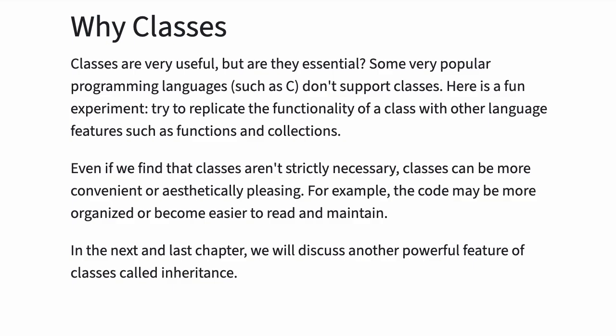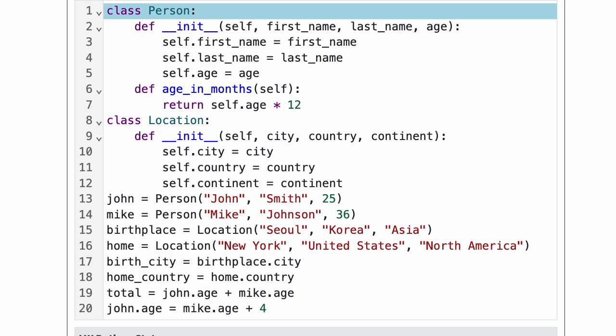For example, the code may be more organized or become easier to read and maintain. In the next and last chapter, we will discuss another powerful feature of classes called inheritance. Let's walk through an example program.